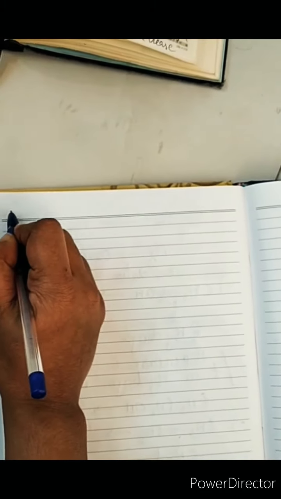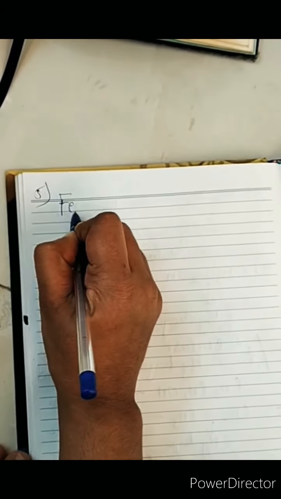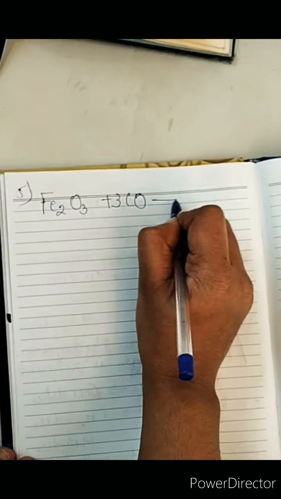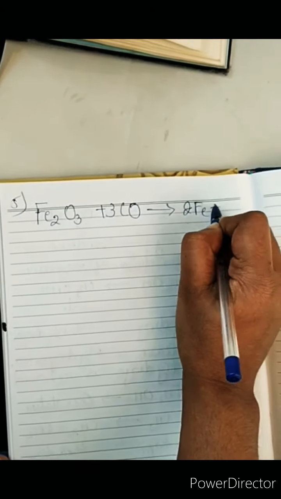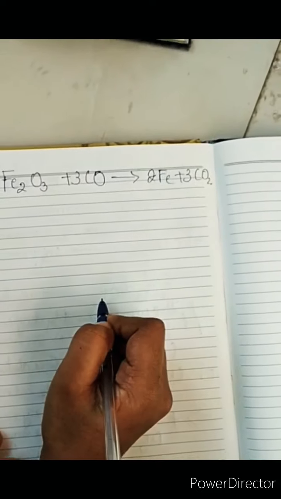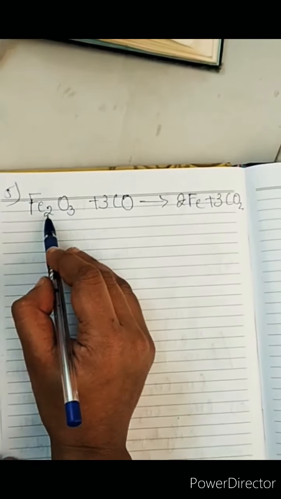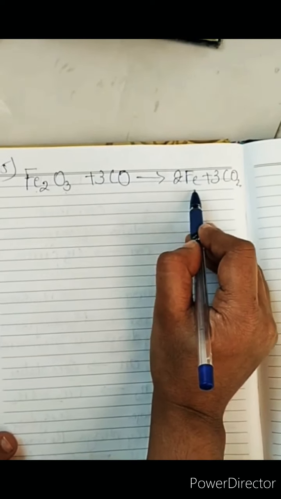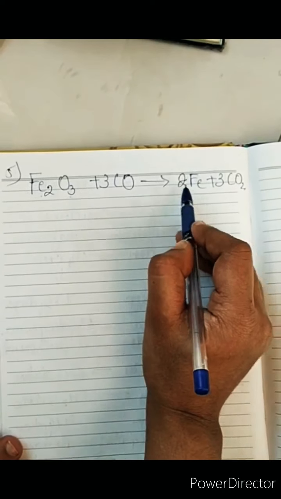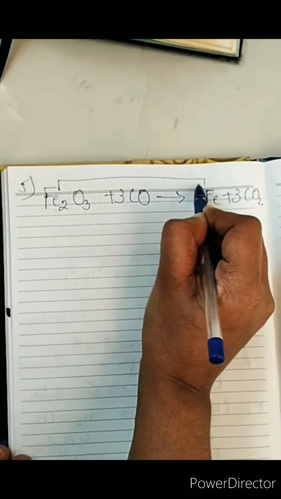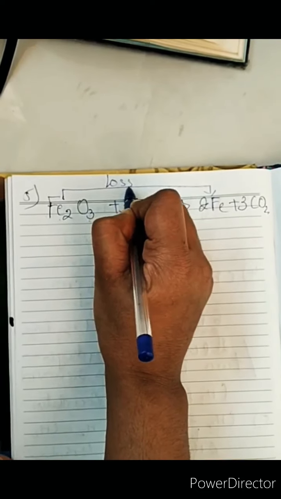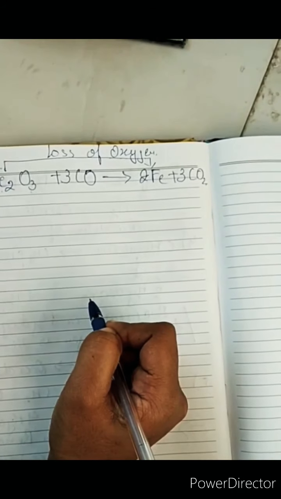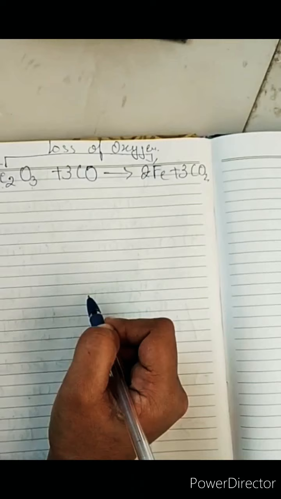Let's have one more example. Let's say this is example fifth. We have Fe2O3 plus 3CO. That will give you 2Fe plus 3CO2. Look friends, here is Fe2O3. Oxygen is attached to iron, but after reaction oxygen is removed from iron. Right? You can easily see here there is loss of oxygen. Right? There is loss of oxygen.